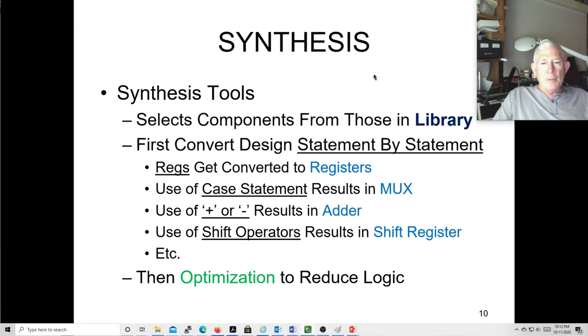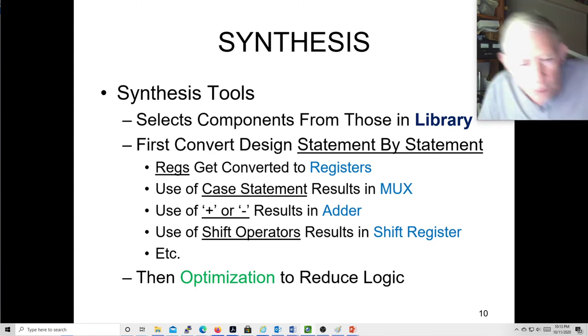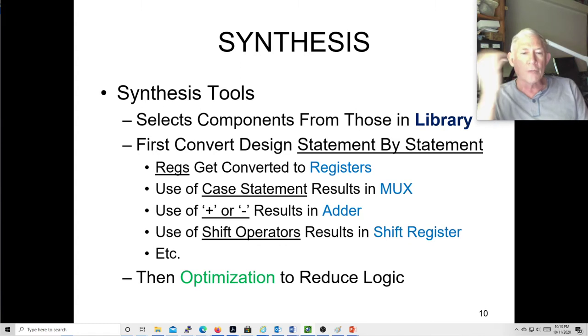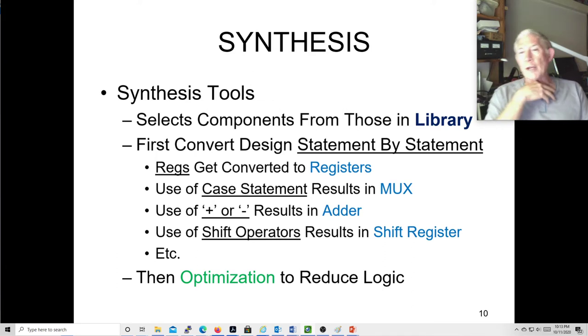Some of these primitives may be more complicated than others. One of the things that happens, for instance, when you multiply two integers, is that the synthesizer will probably go out and try to use one of the 18-bit by 18-bit multipliers to make this happen. There may be some standard adders that the synthesizer is going to use, as opposed to doing, say, a ripple carry adder, which might slow things down. It might very well do a carry look ahead adder, for instance.